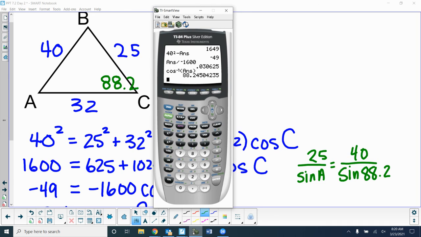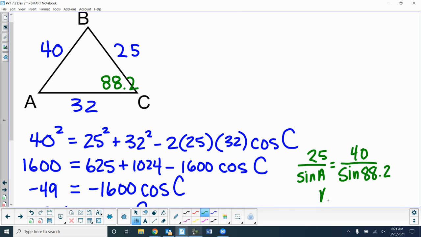So then I move this back over now so we can see. All right, I'm gonna do 25 times the sine of 88.2, close it up, and then divided by 40 is my decimal to find the sine of A. That's what the sine of A equals. So now we're back to law of sines, so it's second sine, second answer, so we can find that angle measure. So 38.7 would be angle A, 38.7 degrees.